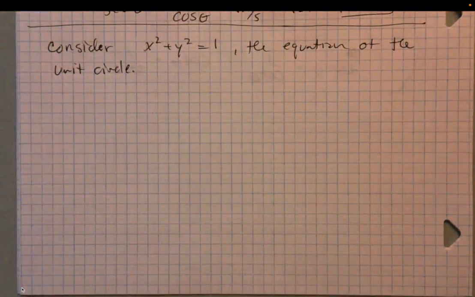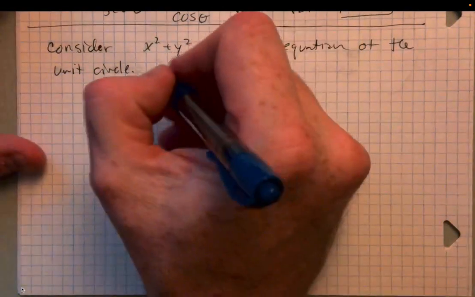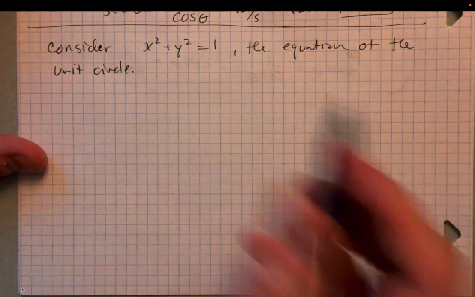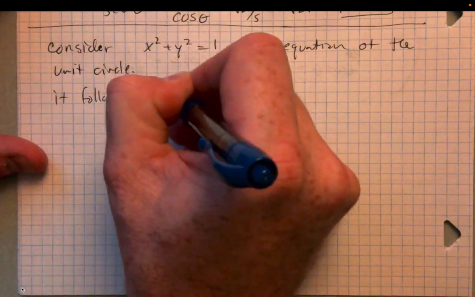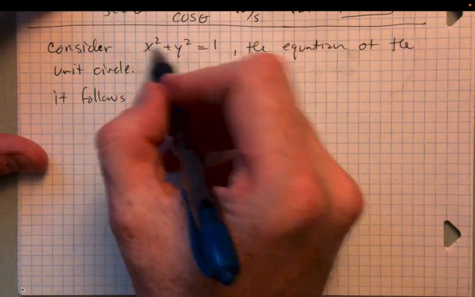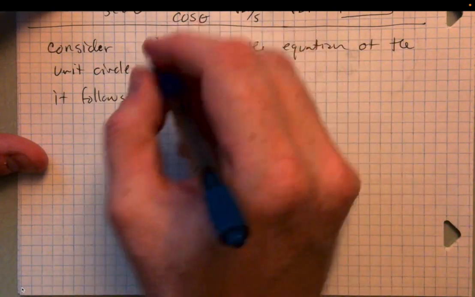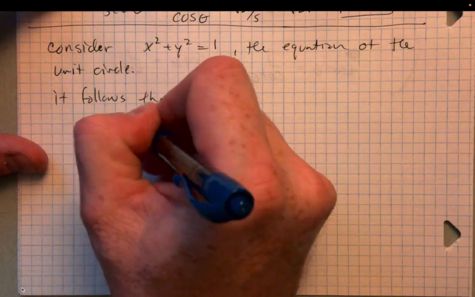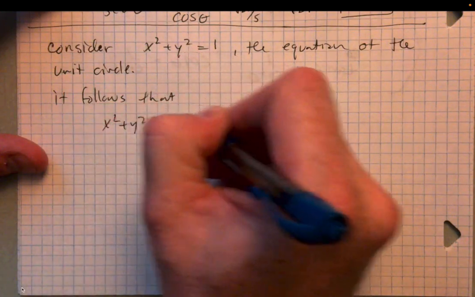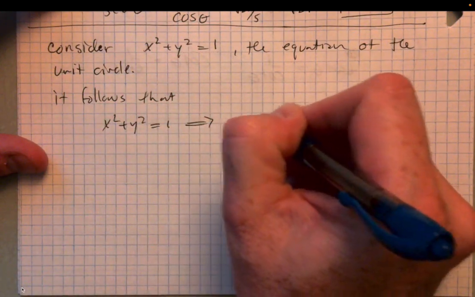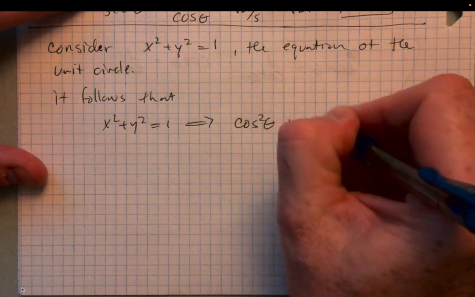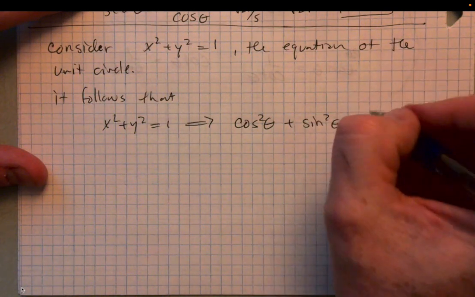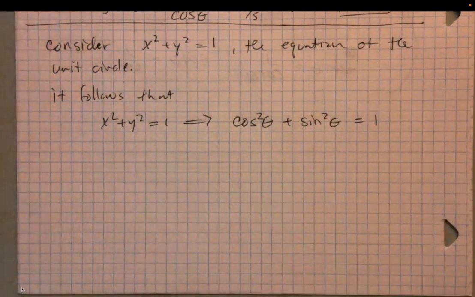Okay, so consider this equation, which is the equation of the unit circle. Right, so it follows, just plugging in the definitions, x is cosine, so instead of x squared plus y squared equals 1, we could write cosine squared theta plus sine squared theta equals 1. Okay.